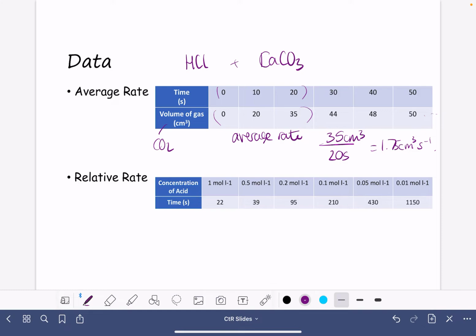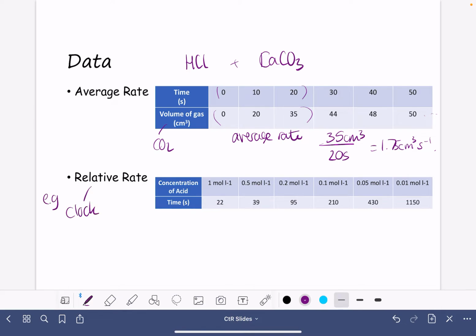And that is useful when we're looking at the course of a reaction and we want to find the rate at different points within the reaction, okay? Or it could be the whole course of the reaction and comparing it. Relative rate would be, for example, if you had like a clock reaction.